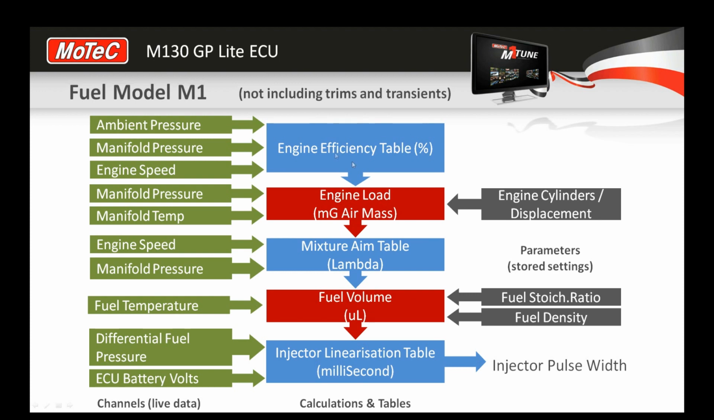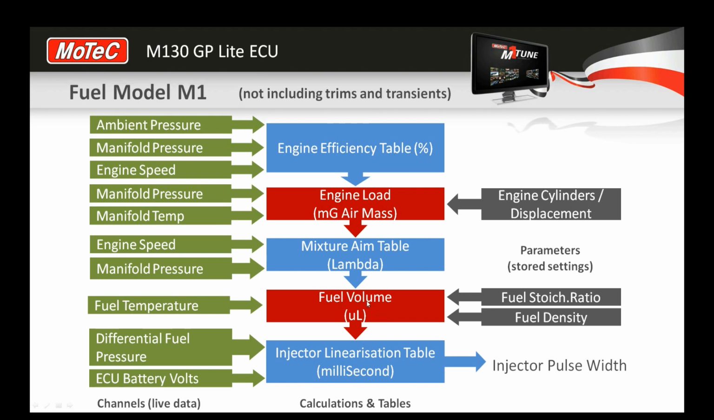So it looks at the efficiency table, how efficient this engine is, and looks at the size of the engine. From that it can calculate the amount of air that's there, and if it knows the temperature, it knows how much that air weighs. It looks at your fuel mixture aim, and if you want to run Lambda 1, it then looks at the type of fuel that's there, and it comes up with a volume of fuel to be delivered.